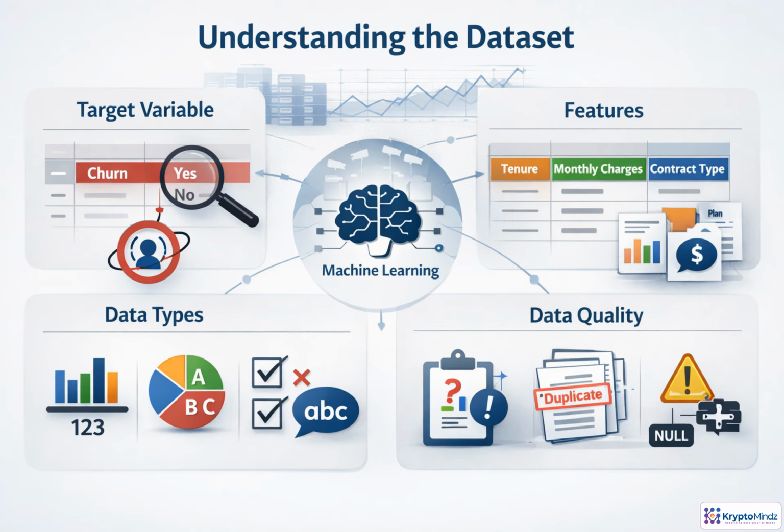Before training a model, we need to understand what the data is telling us. The target variable is the outcome we want to predict, such as whether a customer churned. The features are the inputs that may help explain that outcome, like tenure, contract type, or monthly charges. We also check data types, because numbers, categories, text, and true-false fields need different treatment. Finally, we look for quality issues early, including missing values, duplicates, and inconsistent formats.